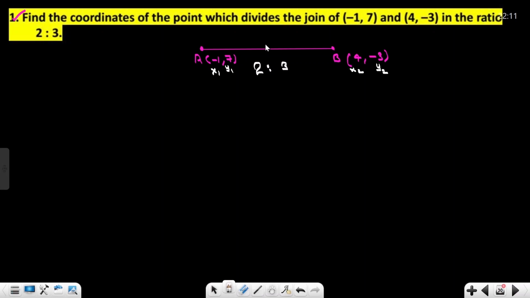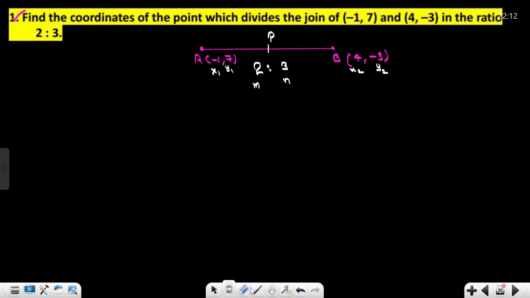Second, find the coordinate of the point which divides the line segment AB in the ratio 2:3. Suppose there is a point anywhere, suppose here a point, we call it point P, which divides the AB line segment into 2:3. So it means 2 is what? M, and 3 is what? N.